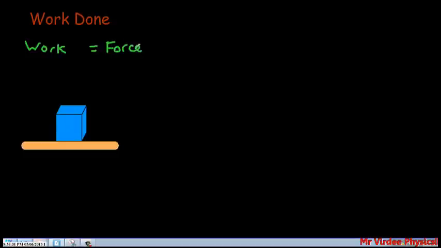I'm just going to talk to you quickly about work and energy. In physics we define work as a force times a distance. So when you apply a force to an object, you will find that it will move along a set distance according to how much force you've applied to it. Now that is called work.